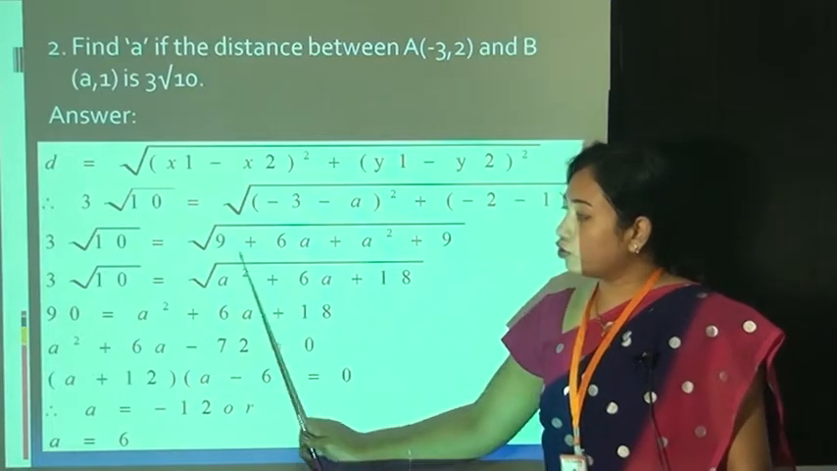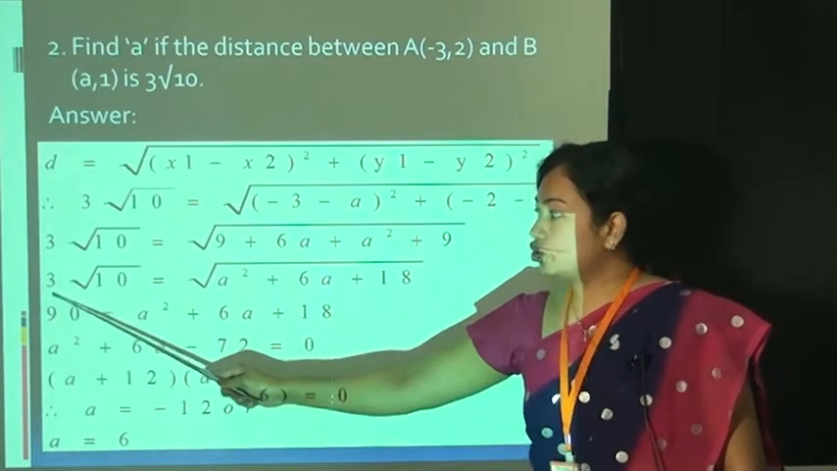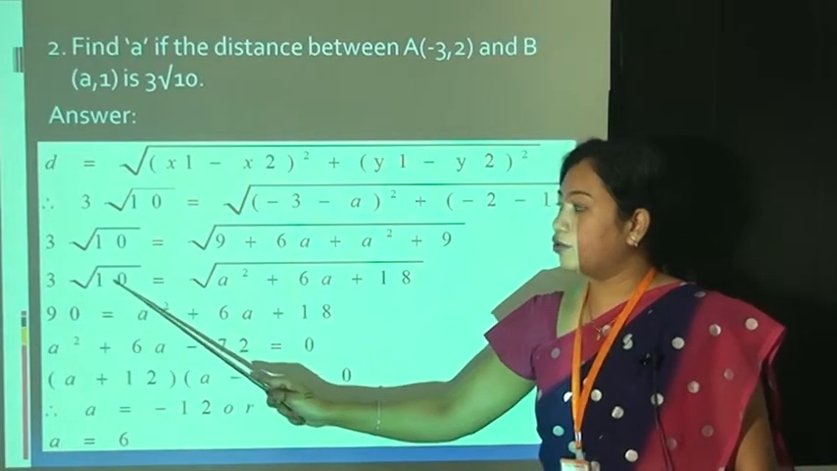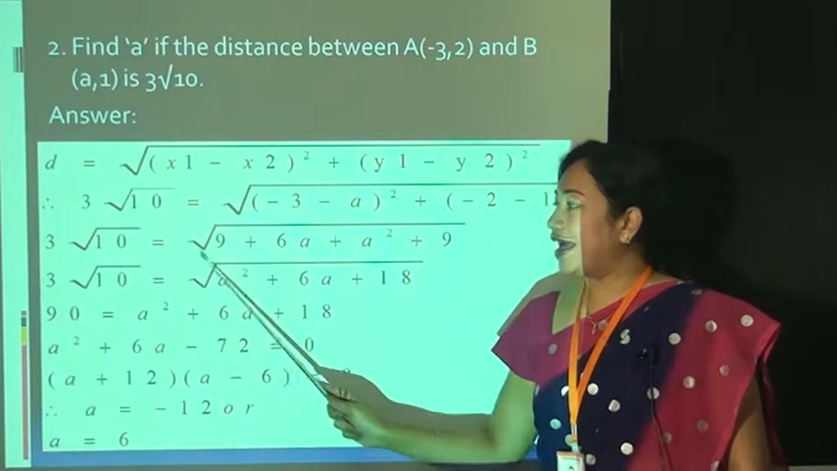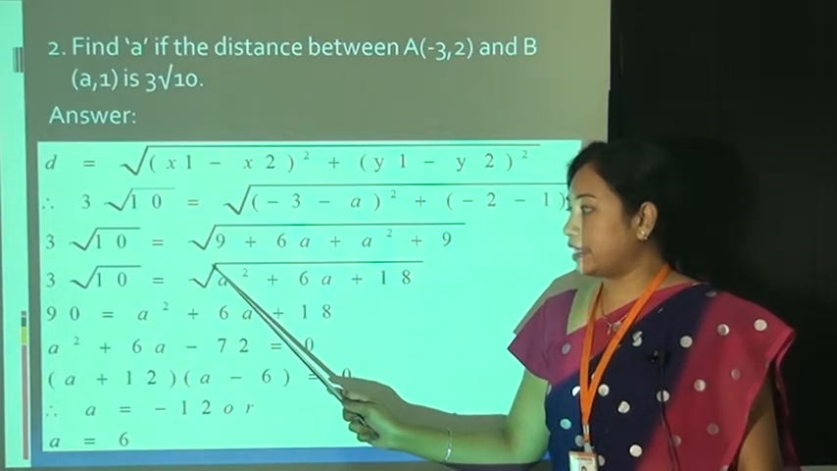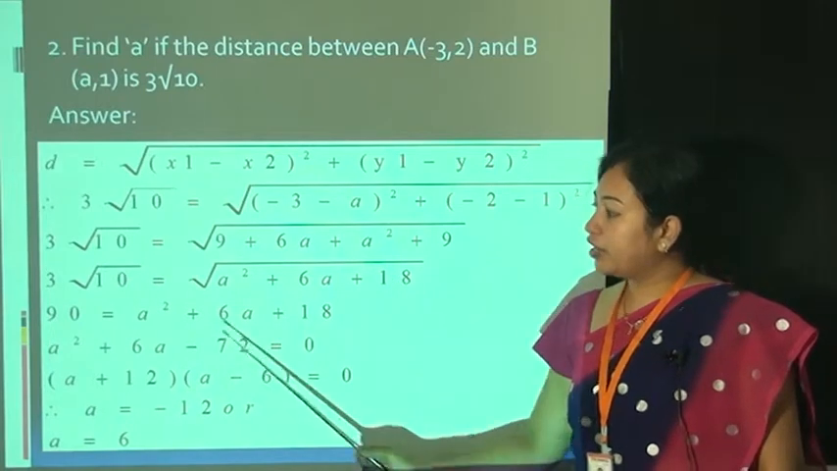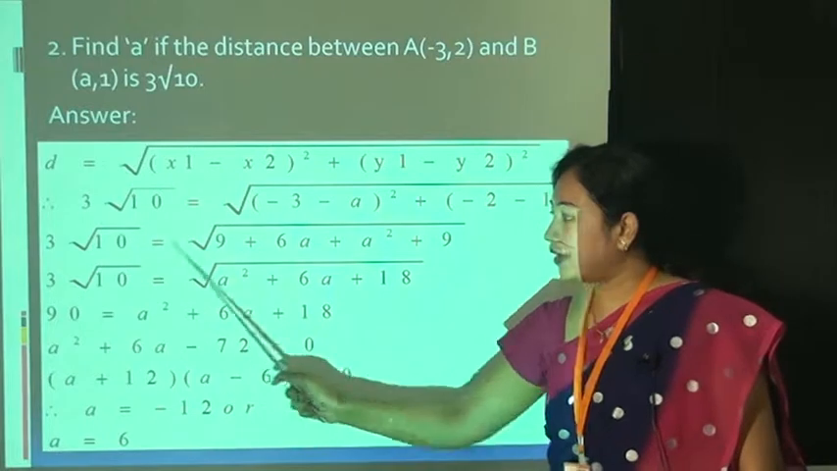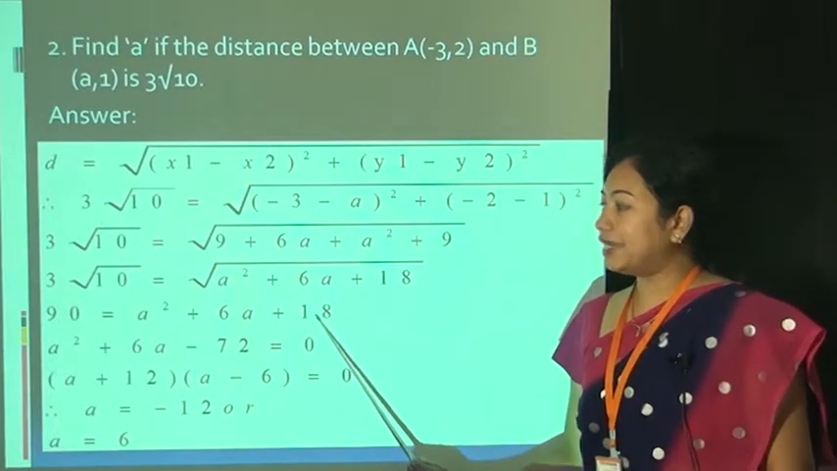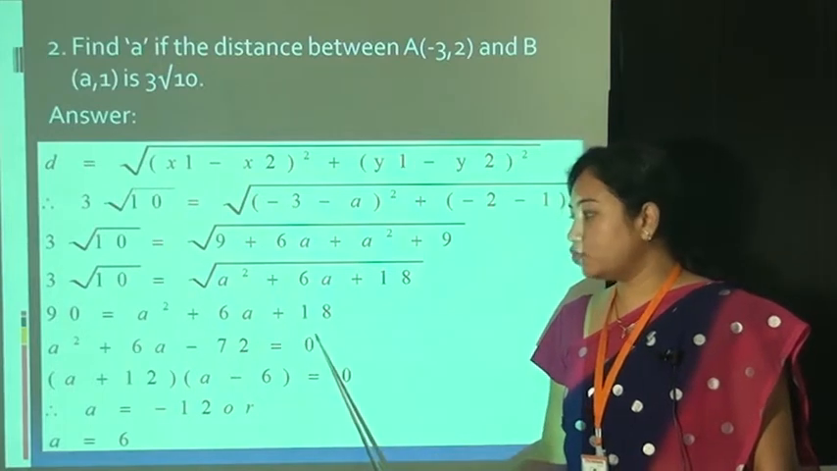Now if I want to remove this square root, taking square on both sides, 3 square is 9 and root 10 square is 10. So 9 into 10 is 90 and the square root is cancelled out. So it becomes a square plus 6a plus 18 equals 90. Now a square plus 6a plus 18 minus 90, so 18 - 90 is -72, equal to 0.